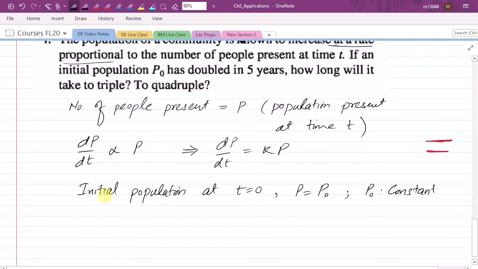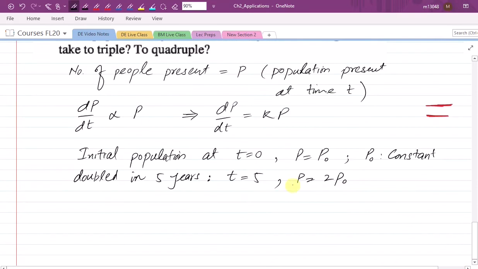Also, they said that it doubled in 5 years. So at t equals 5 years, it doubled. So what does that mean? At t equals 5, P becomes 2 P naught. Doubles in 5 years. So these are the two conditions we will use. One says P of 0 equals P naught. The other says P of 5 equals 2 P naught.